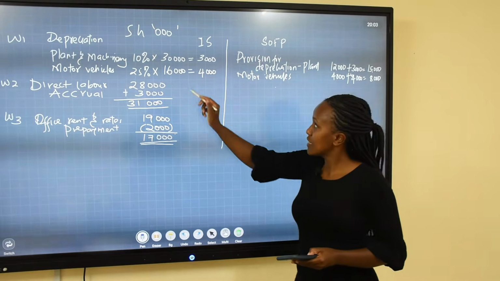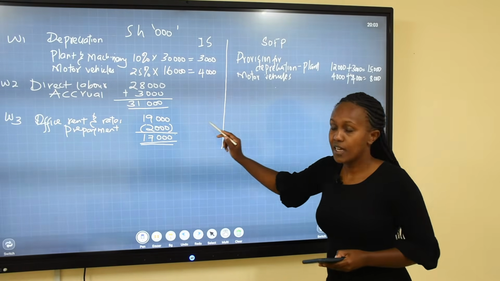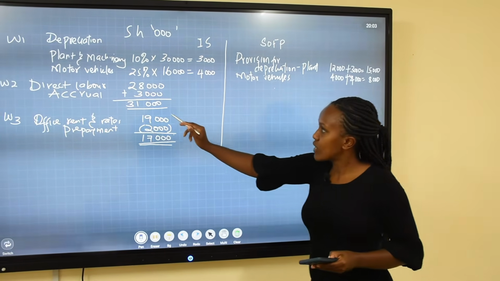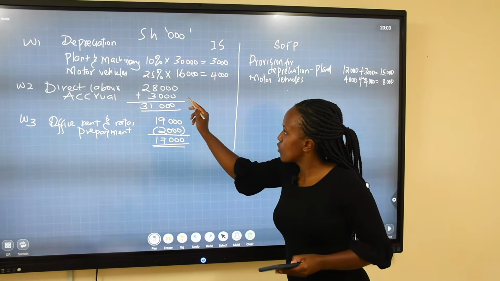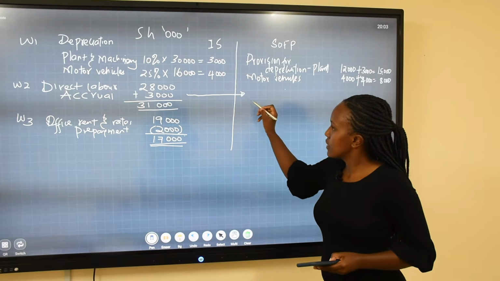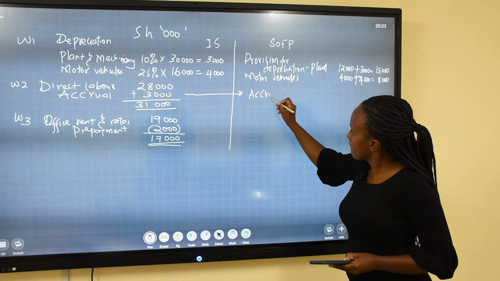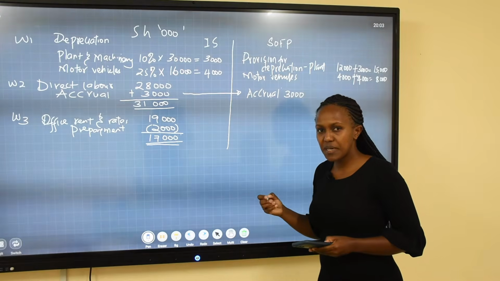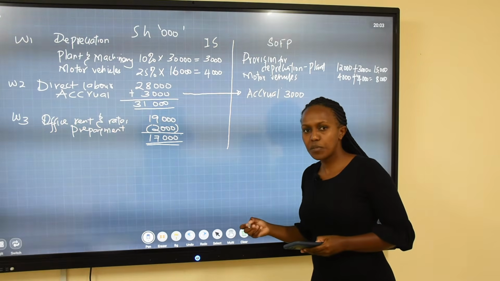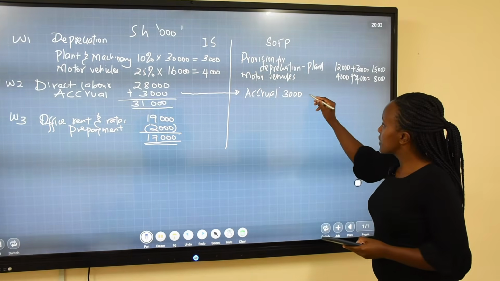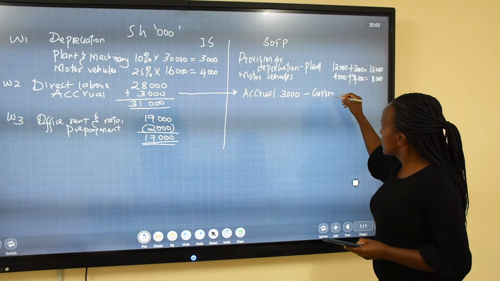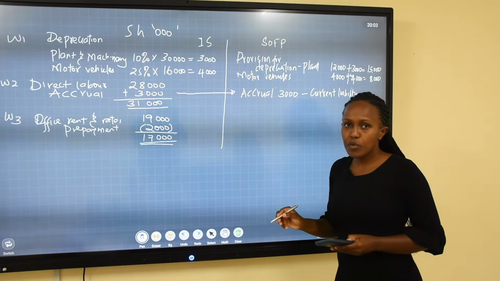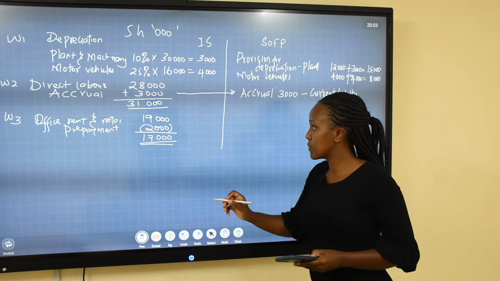So simply what you are saying, these workings relate to the income statement. These workings or adjustments relate to the statement of financial position. When you come to direct labor, this amount that is accrued here, the accrual of 3,000, we have said this is an amount that has not yet been paid at the end of the accounting period. Accrual means outstanding. Therefore, it is going to be a current liability. That is, it is payable within the next 12 months, that is in the next period.